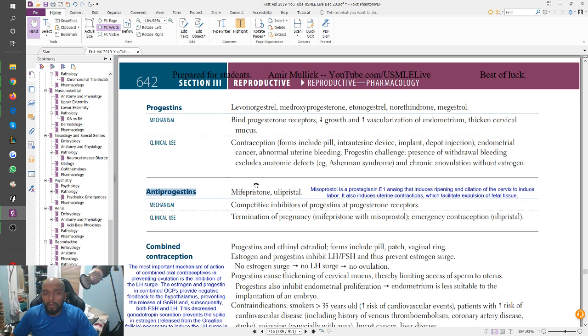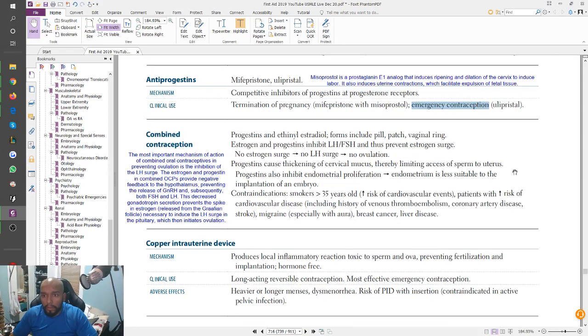Antiprogestins like mifepristone and ulipristal, these two guys are competitive inhibitors of progestins at the progesterone receptor. These guys are used for the termination of pregnancy, right? You can give mifepristone with misoprostol to end pregnancy for an abortion, and for emergency contraception you can use ulipristal. Misoprostol is a prostaglandin E1 analog that induces ripening and dilation of the cervix to induce labor. However, it also induces uterine contractions, which facilitate expulsion of the fetal tissue if you're not trying to stay pregnant, right? It's a very important medication because abortion is also very important.